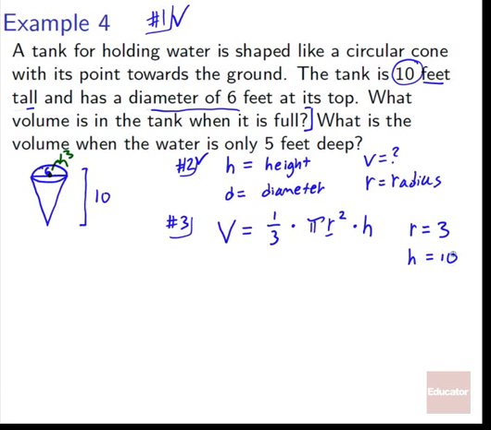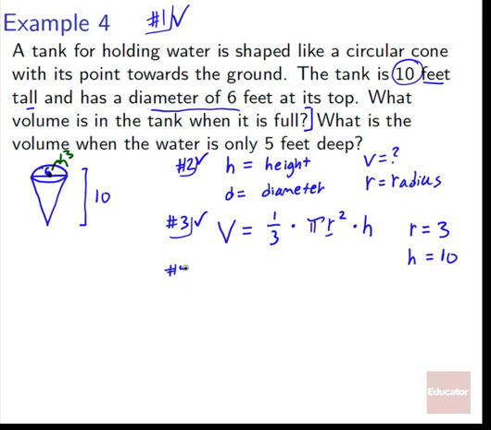So H equals 10. Now we've got only one unknown left in this equation here. V equals 1/3 times pi r squared times height. We know what the radius is. We know what the height is. Pi is just some number. 1/3 is just some number. So the only thing we're looking for is volume. Real easy. We just plug our numbers in at this point.